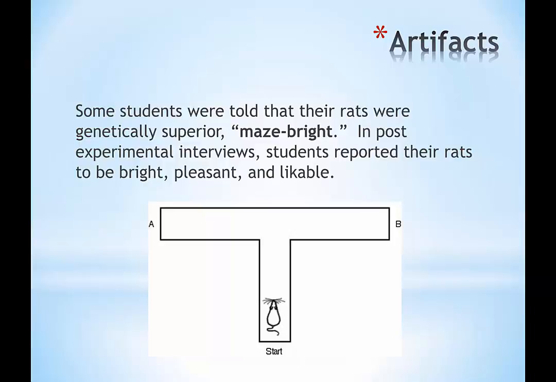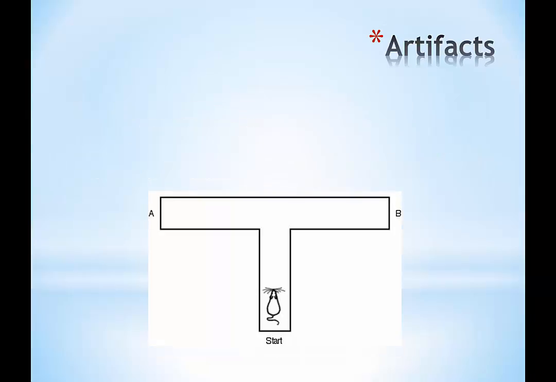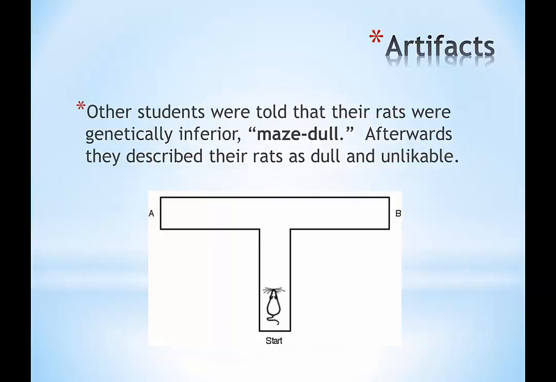After the study was over, when those students were interviewed, they said that their rats tended to be more bright, pleasant, and likable. I'm not making this up. In another condition, other students were told that their rats were genetically inferior, or "maze dull." After the study, when you asked those students to describe their rats, they used terms like dull or unlikable. And hopefully you can kind of see ahead to how the study turned out.